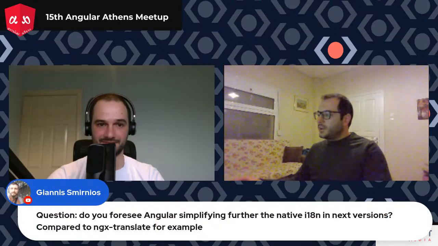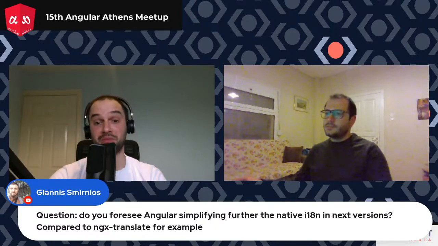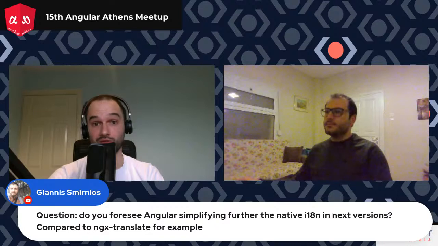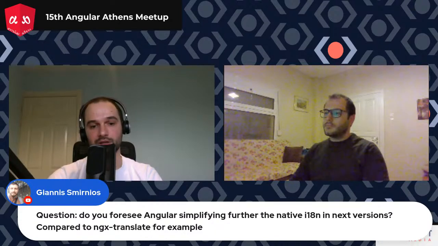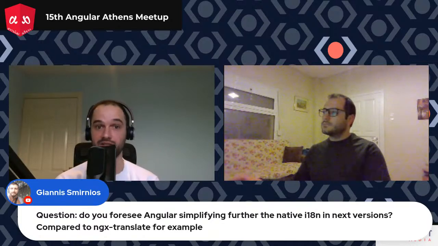Do you foresee Angular simplifying further the native i18n in next versions compared to NGX Translate, for example? So I've actually asked Minko a similar question, and they're quite happy with how it works at the moment. Because before you couldn't do any translation at runtime, and now it's possible. There's nothing, I think, in the pipeline for it. Now it's stable, it's released. The documentation is there for both the localize function and for loading translation as well.